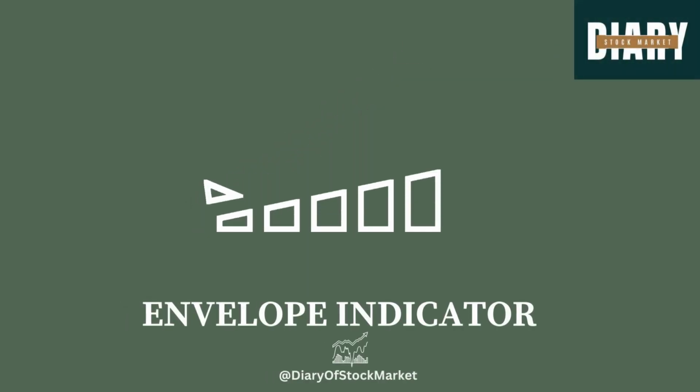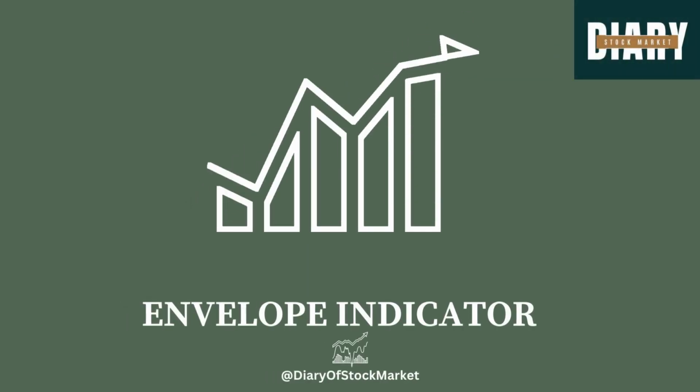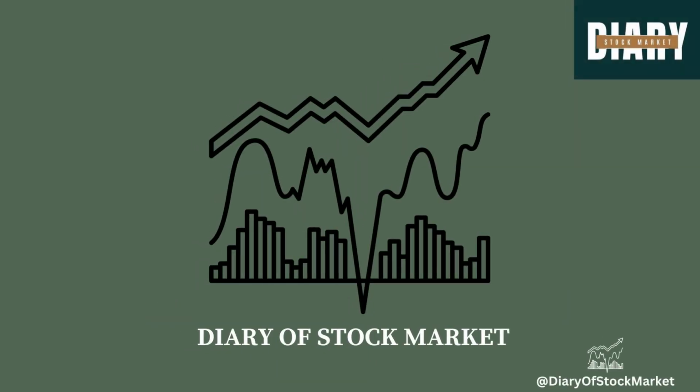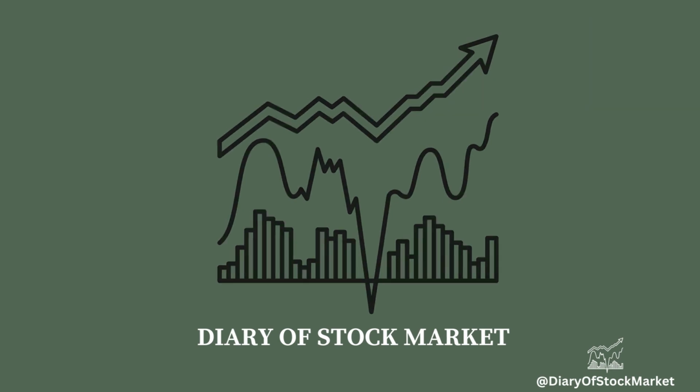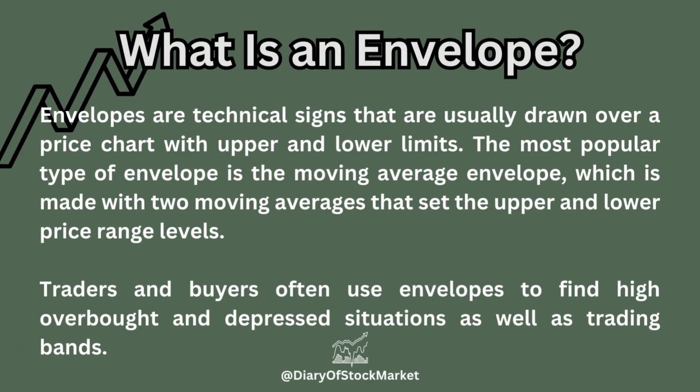For today's video, we are going to talk about the envelope indicator. Envelopes are technical signs that are usually drawn over a price chart with upper and lower limits. The most popular type of envelope is the moving average envelope, which is made with 2 moving averages that set the upper and lower price range levels.